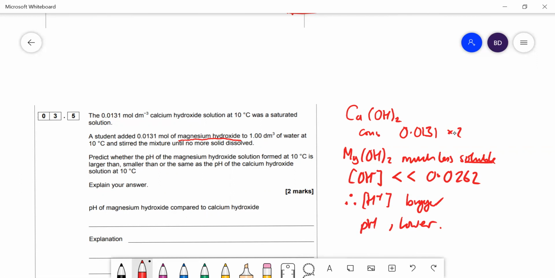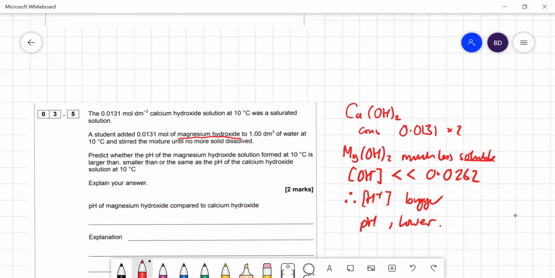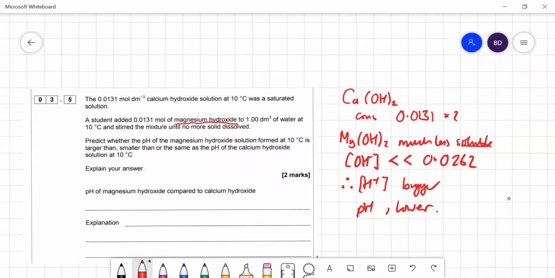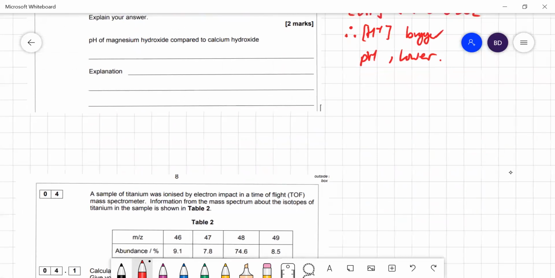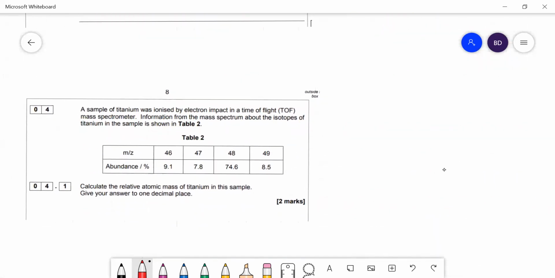Okay, so that's the explanation bit. So that's tying up your knowledge of group 2 with pH, calculating pH. Right, now we go into the mass spectroscopy. There's a mass spectroscopy question, time of flight.